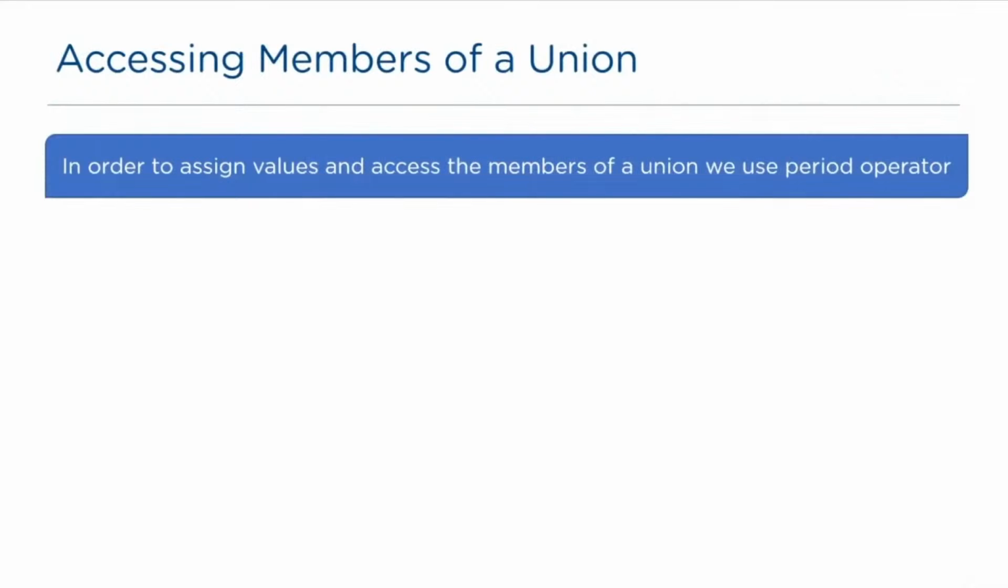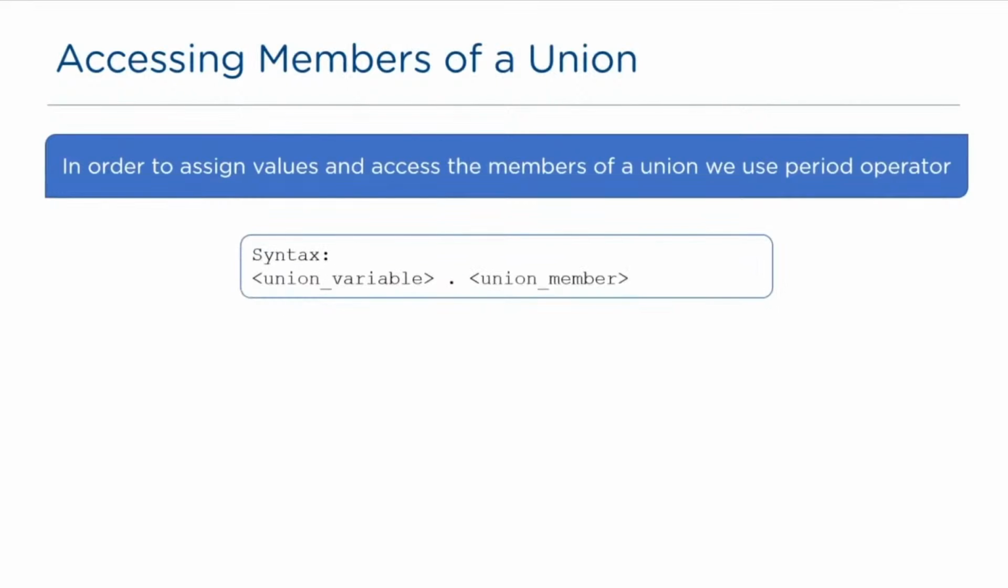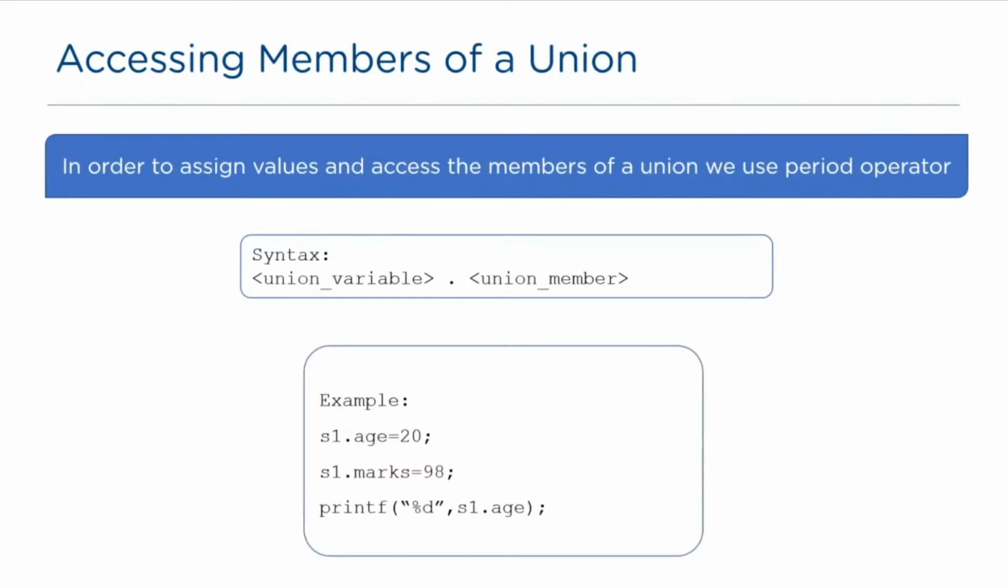We use the period operator to assign values and access the union members. The syntax that we follow to access the union members is union variable dot union member. Through an example, let's see how to assign values. So, we have S1 as a variable name followed by a dot operator. Then age is a union member, and with the help of the assignment operator, we assign a value. And to access the member, we have an example s1.age.